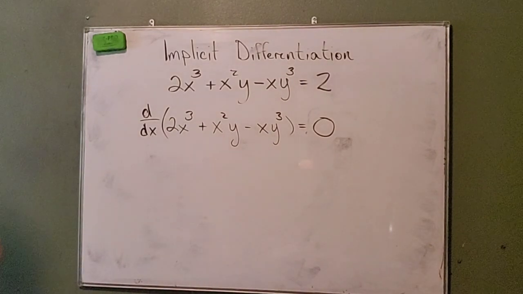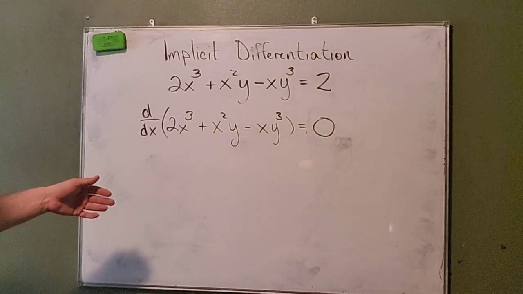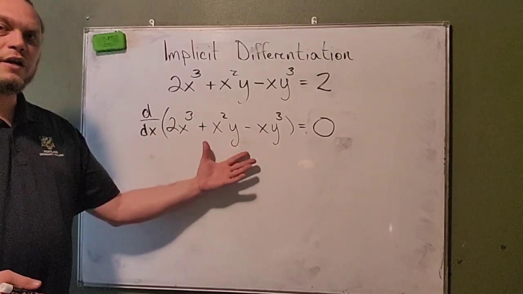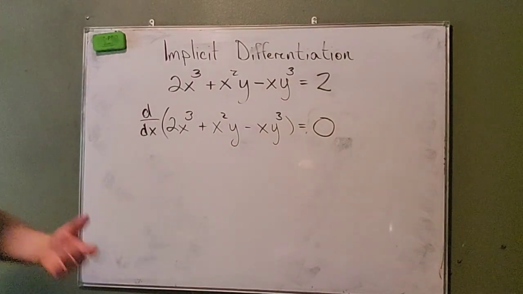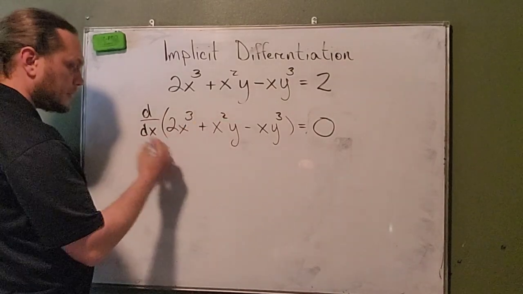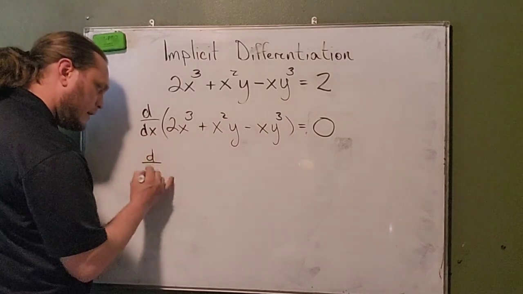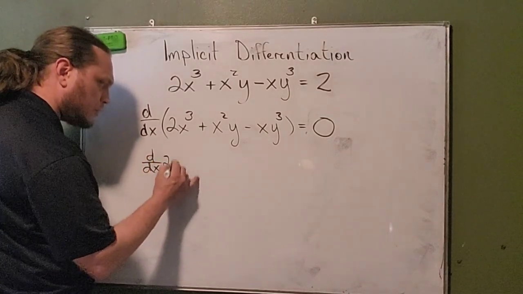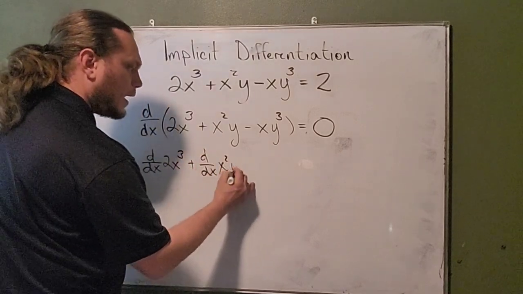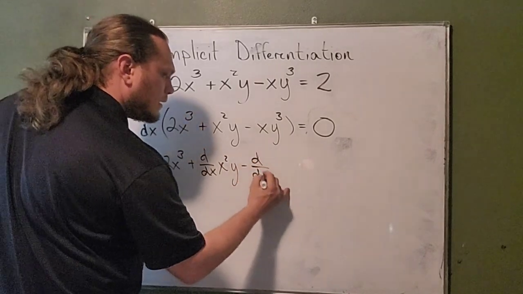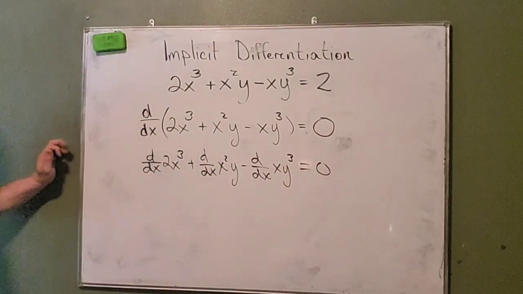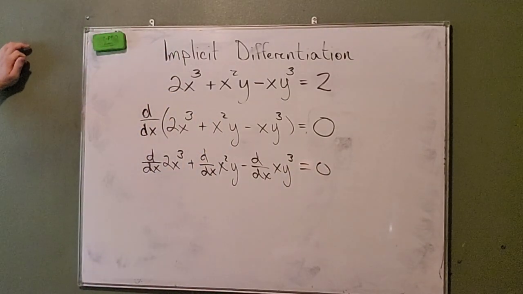One of the things that we learned along the way, wherever your journey in calculus might have taken you, is that the derivative of a sum and a difference, like our expression here, can be rewritten as the sum and difference of the derivatives. So we're going to distribute the derivative over the operation, and what we're going to get on the left side is d dx of 2x cubed plus d dx of x squared y minus d dx of xy cubed. And that's going to be equal to 0. Okay, so far so good.